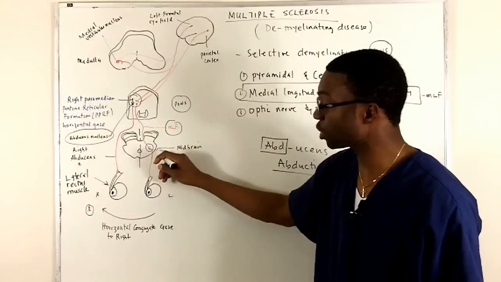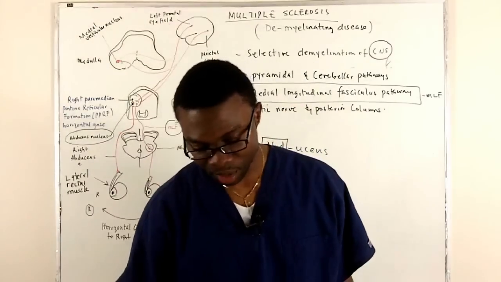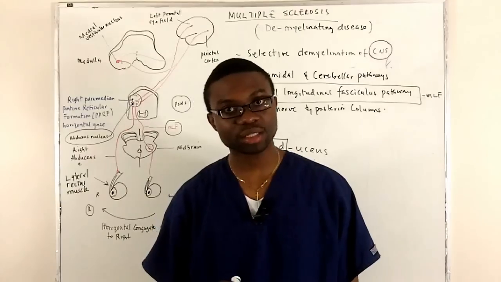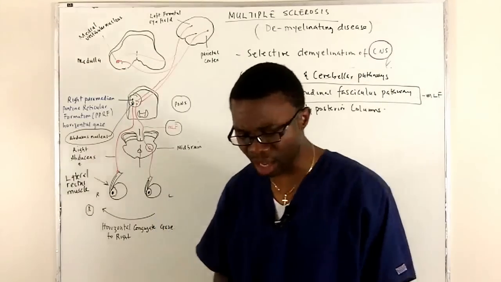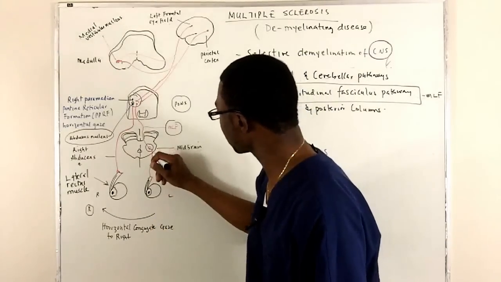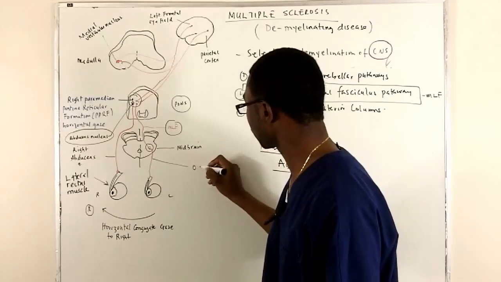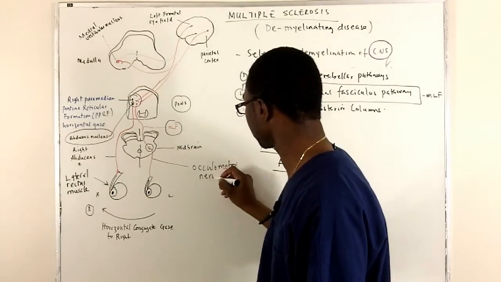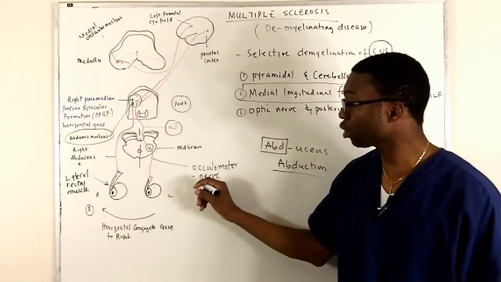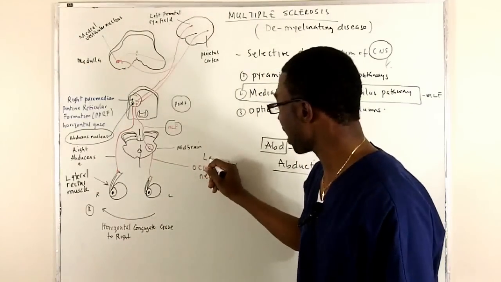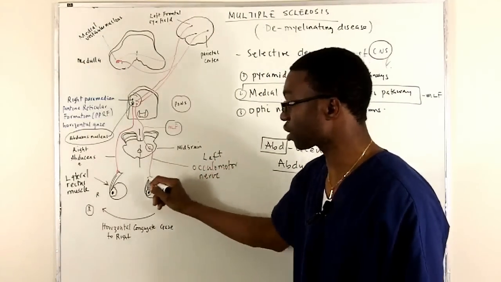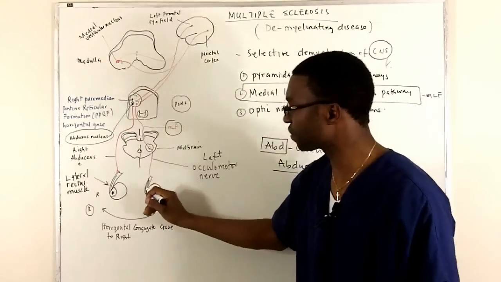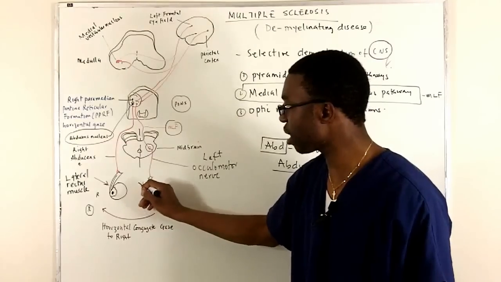And what does it synapse with? Well, it's going to synapse with the oculomotor nucleus. Wait a minute, the oculomotor nerve? Well, this is the oculomotor nerve, which is going to be the left oculomotor nerve, because now we're talking about the left side. Remember, we already crossed over to the left. The left oculomotor nerve is going to activate this muscle.